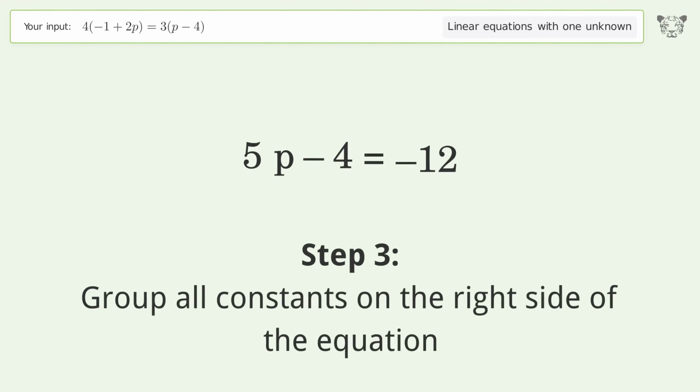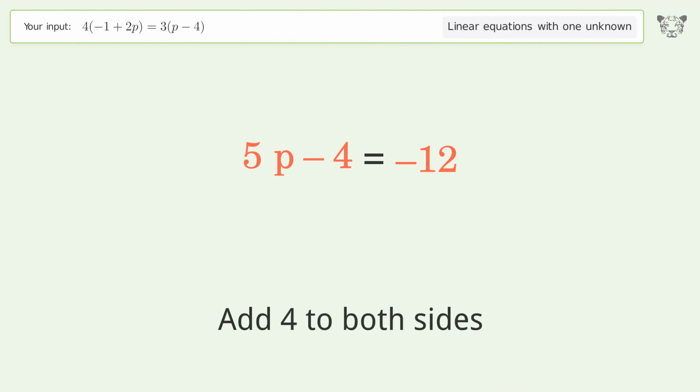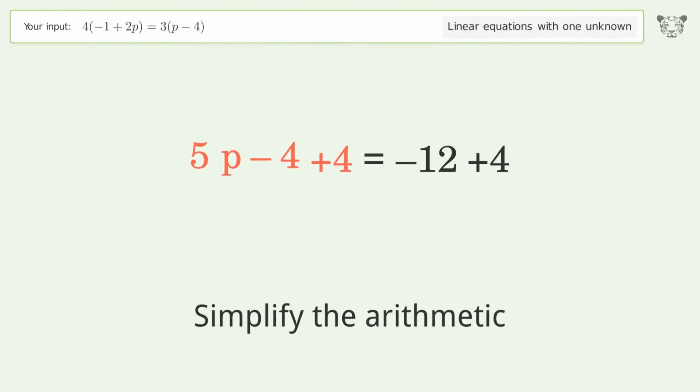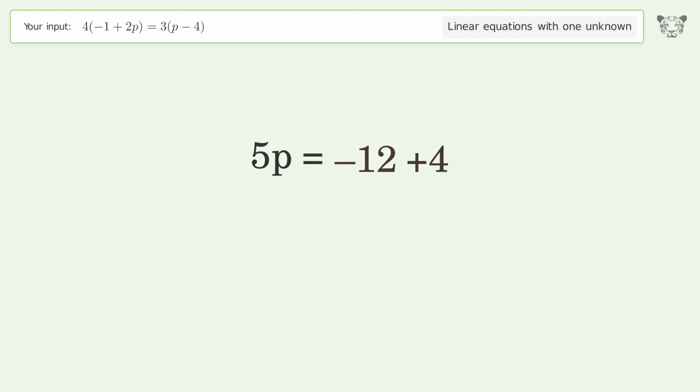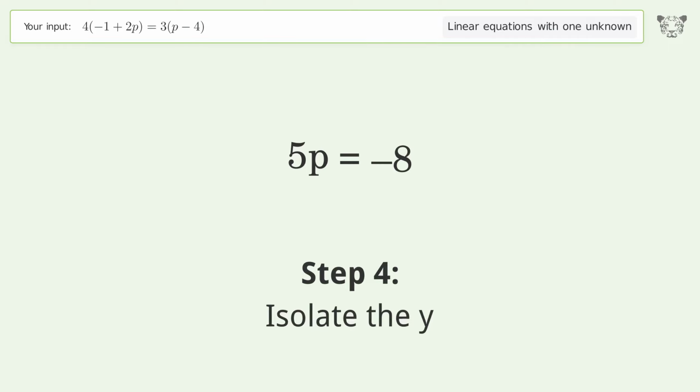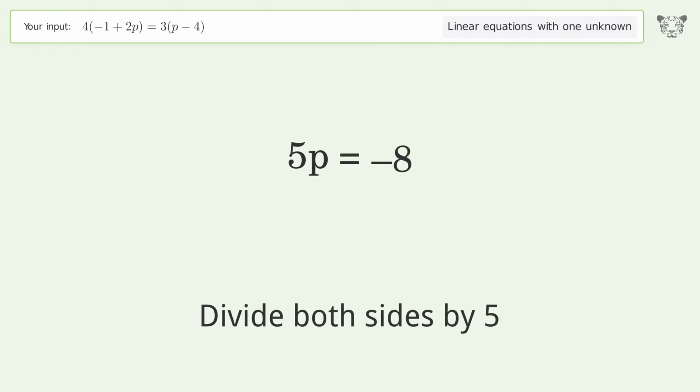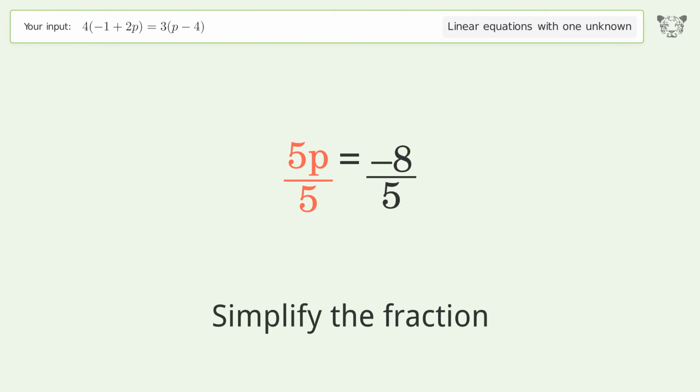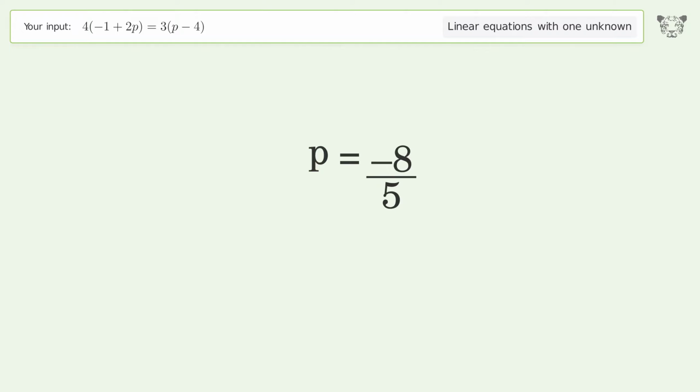Group all constants on the right side of the equation. Add 4 to both sides. Simplify the arithmetic. Isolate the p. Divide both sides by 5. Simplify the fraction. And so the final result is p equals -8/5.